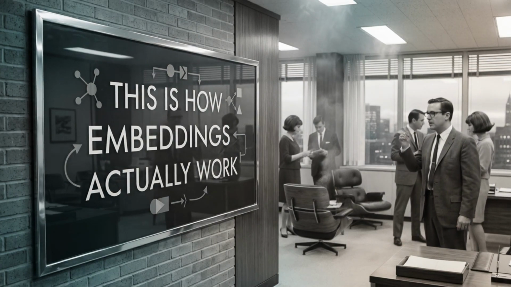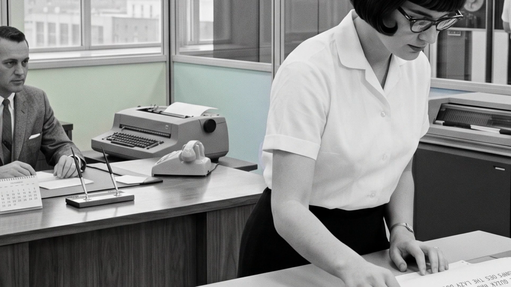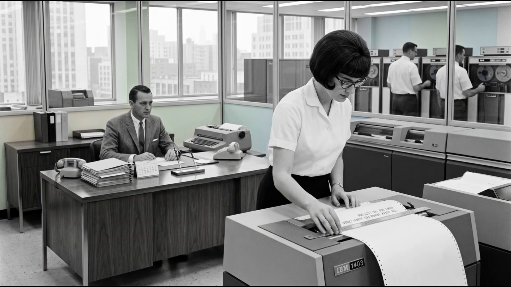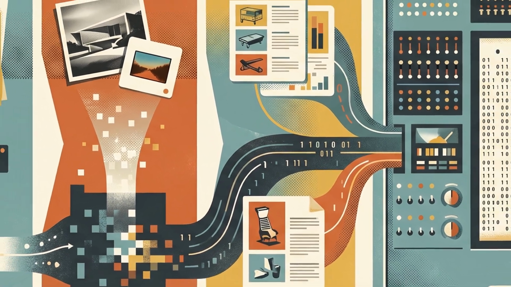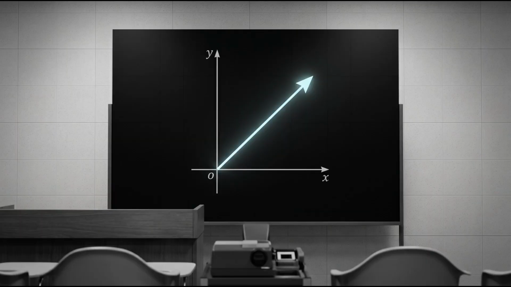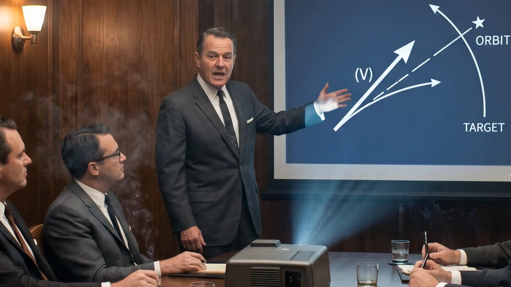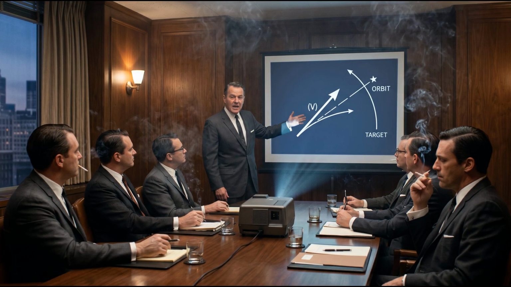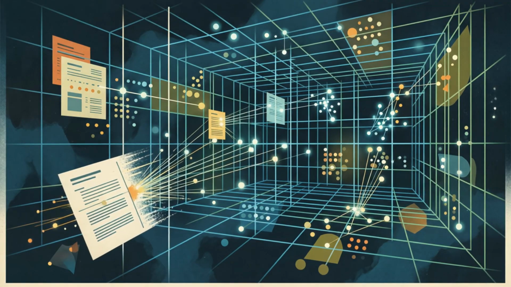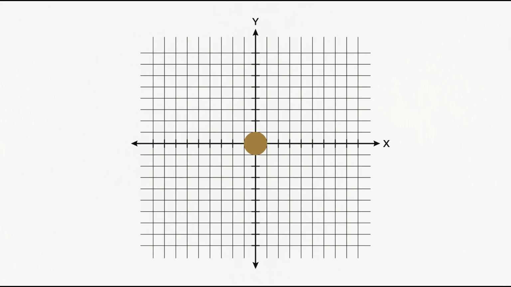This is how embeddings actually work. An embedding is what happens when the machine takes something human-readable, like a sentence, a document, an image, or a product description, and turns it into a list of numbers, a vector, which sounds sterile, because it is. But that vector is doing something important. It is placing the thing inside a mathematical space where distance means similarity. That is the center of it.